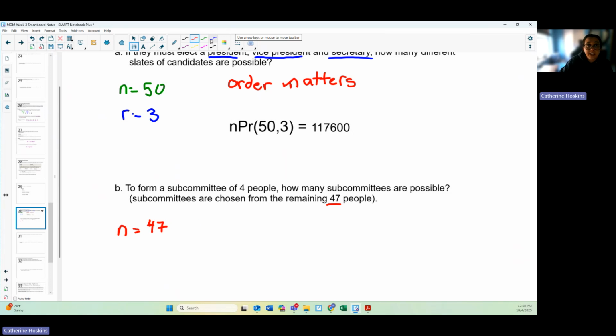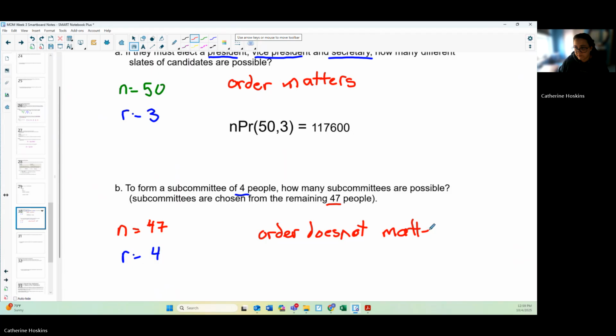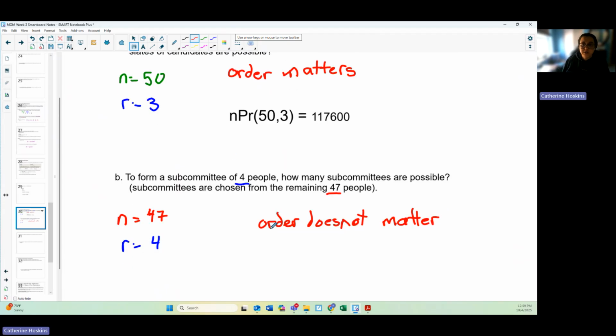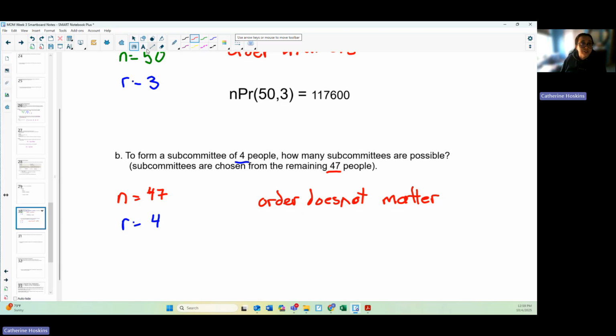we want to know how many different ways there are to pick four people to be put on the rest of these subcommittees. Now, as we get put on these subcommittees, it doesn't matter if you're the first one to be put on the subcommittee or the last one. So as we are choosing these groups of people, order does not matter. All right, because the order does not matter, we are going to choose NCR.